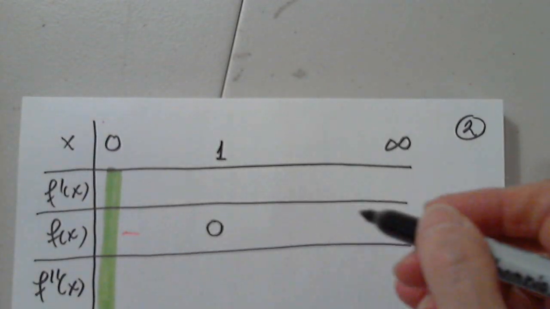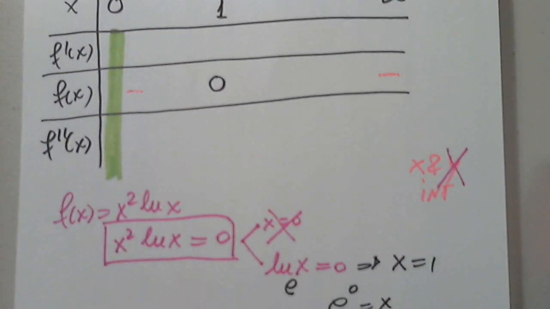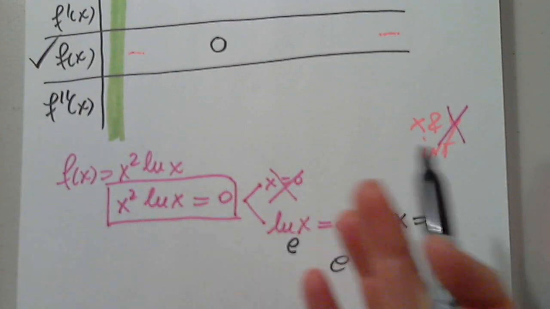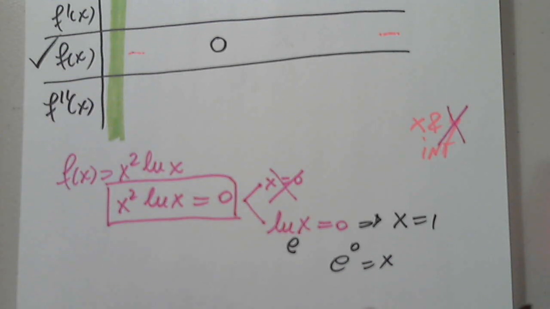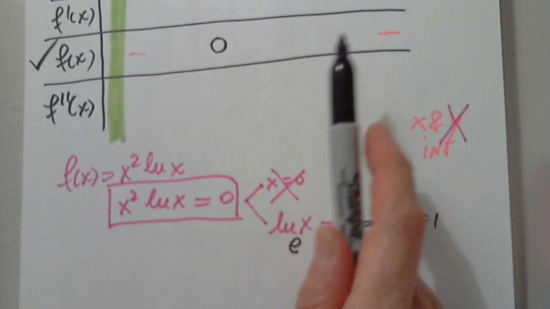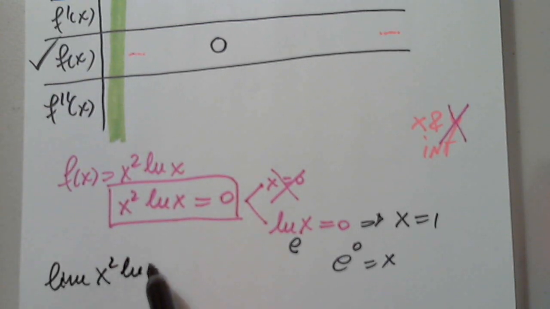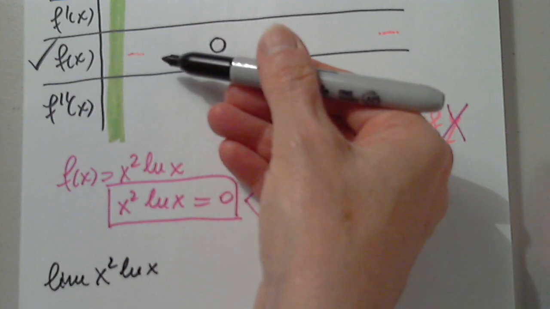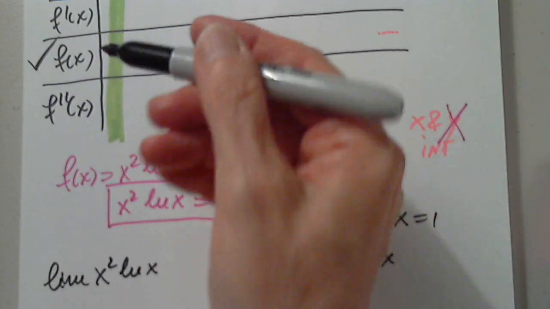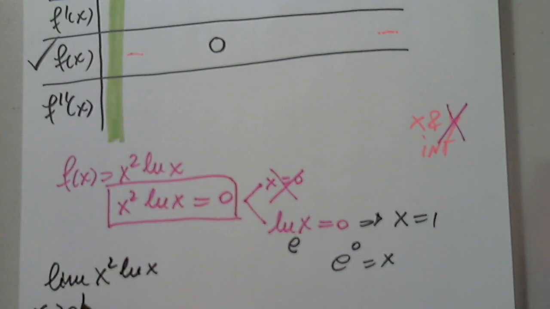Now I have to find this limit, and I have to find this limit. And I'm done with the function. The function will be exhausted. I cannot find anything else. Only these limits and x and y intercepts if they exist. Okay, so then I have to find the limit of x squared natural log x as x approaches 0 from the right.